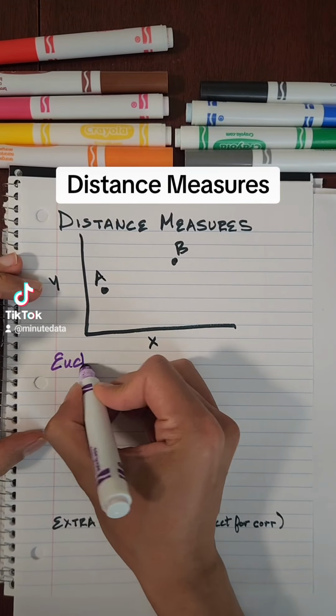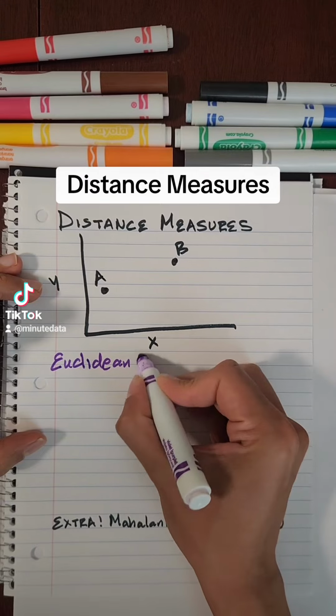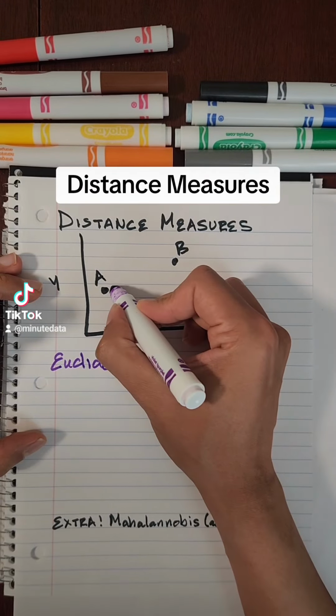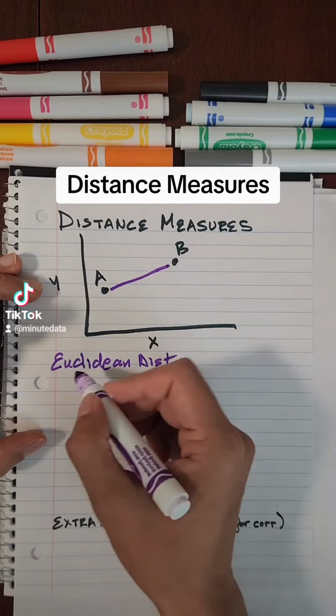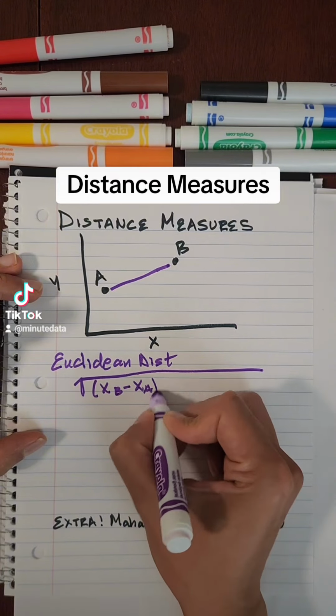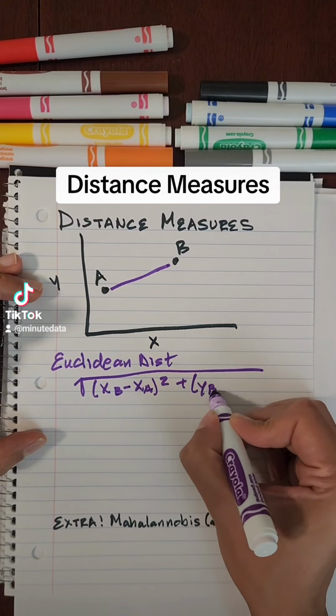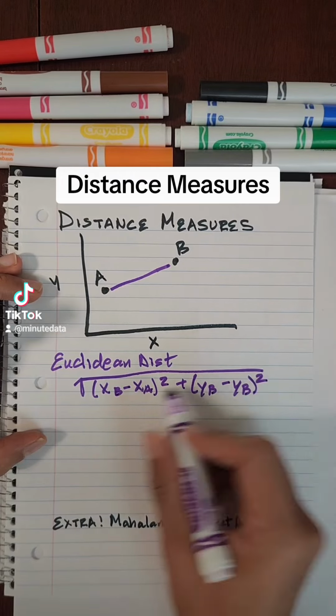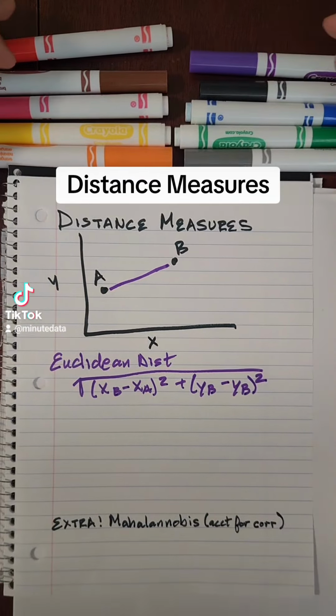One is what we learned in high school, which is Euclidean distance. That's pretty much just a straight line path between A and B. If you want to recall the formula from high school, it's pretty much the difference in x squared plus the difference in y squared, and take the square root of that. So yep, that's Euclidean distance.